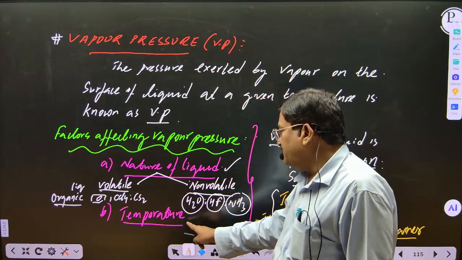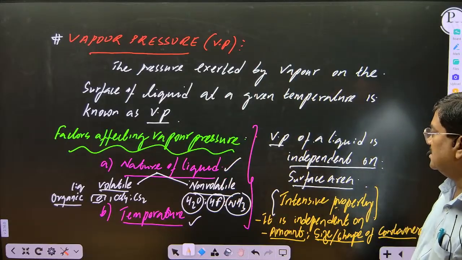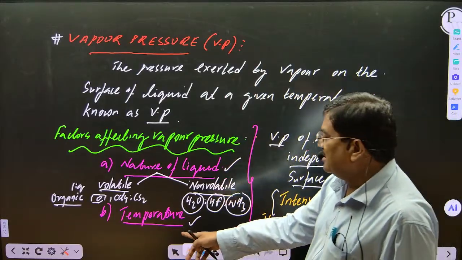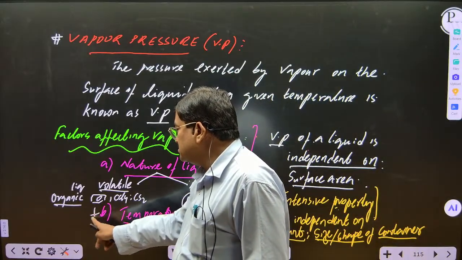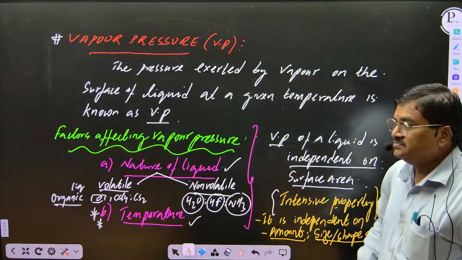Now we go for effect of temperature. Right, next heading, copy this first. Then we go for how temperature will have influence on vapor pressure. This is important. Put a star mark for effect of temperature.